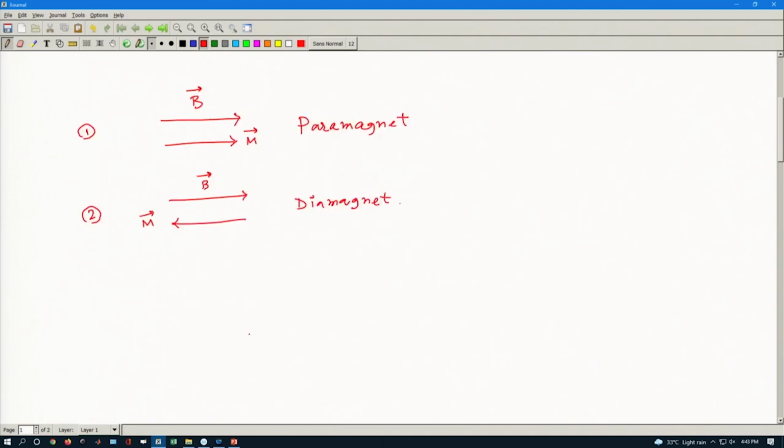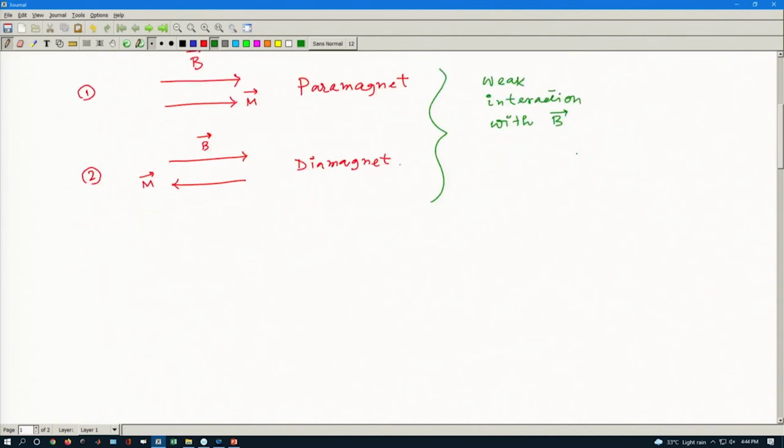Normally, in paramagnets and diamagnets, for these two cases there is only weak interaction with the applied field B.